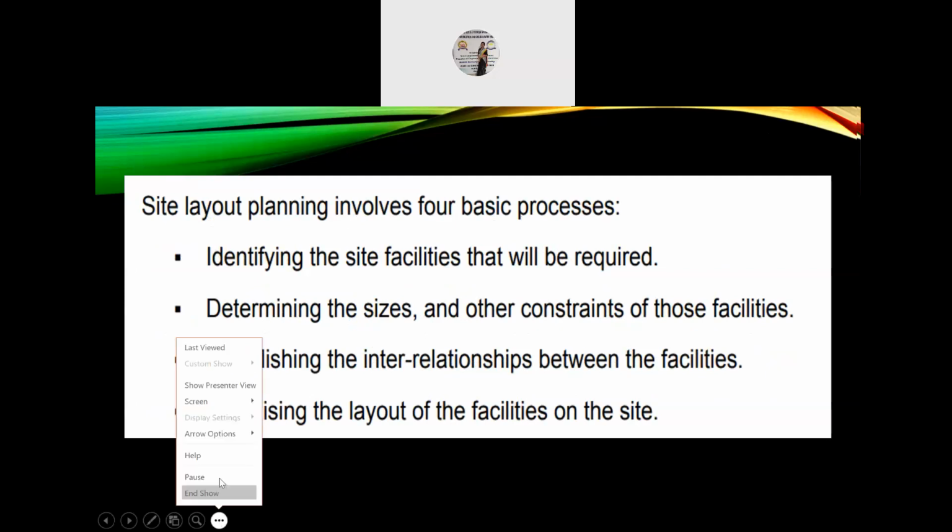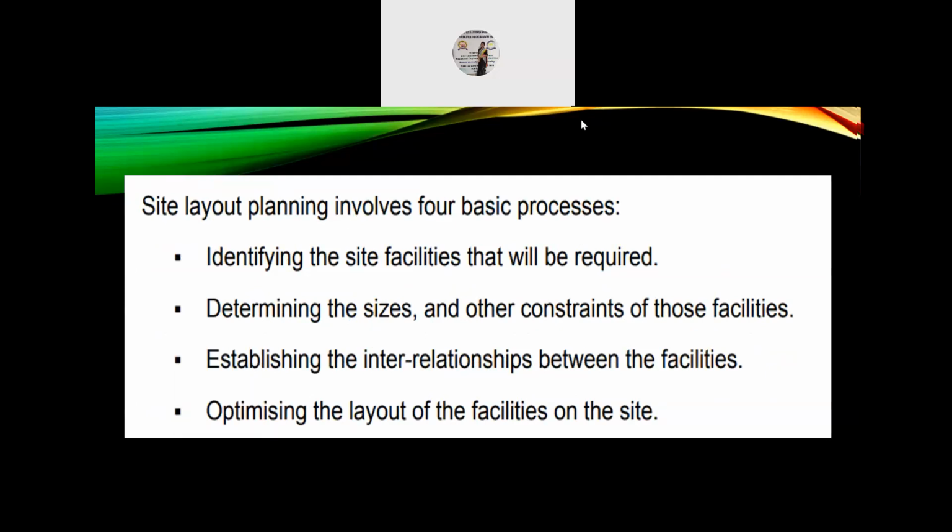Next, site planning. Site planning layout involves the four basic processes cited below. The first one is identifying the site facilities that will be required. Second, determining the sizes and other constraints of those facilities. Third, establishing the interrelationships between the facilities. And the last one, optimizing the layout of the facilities on the site.